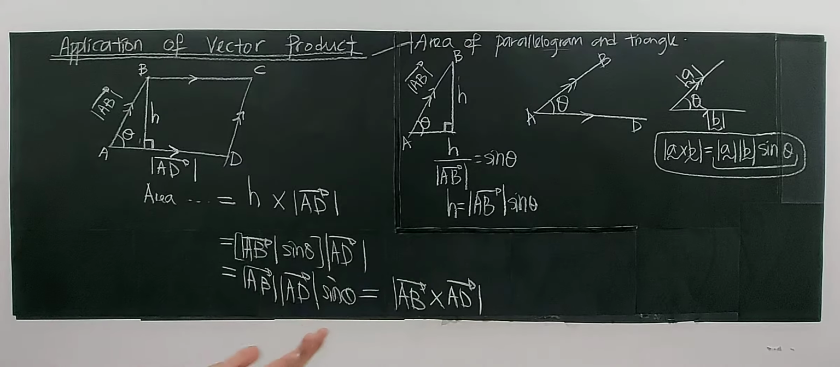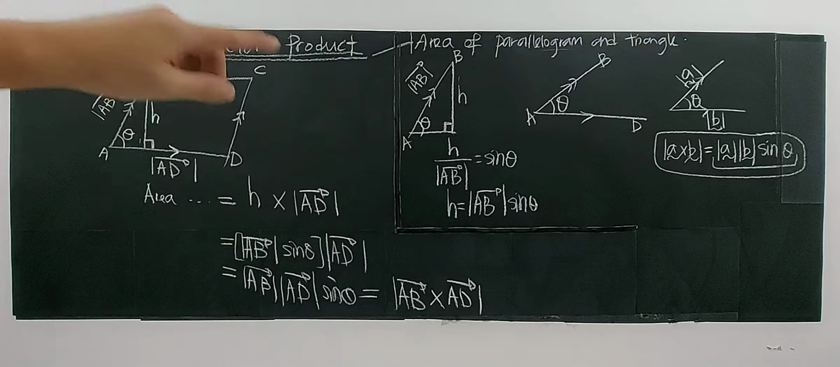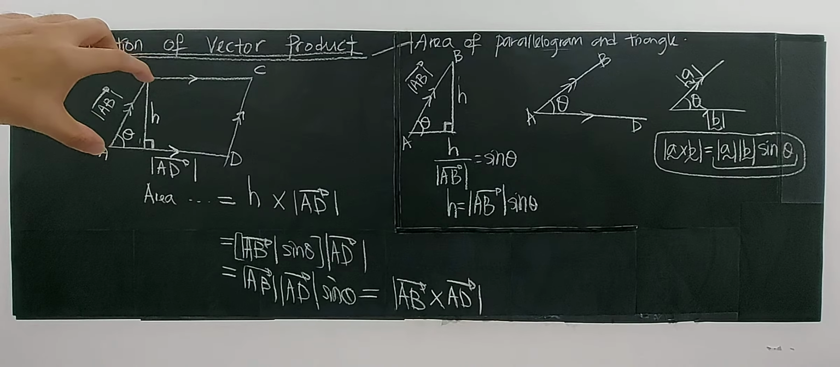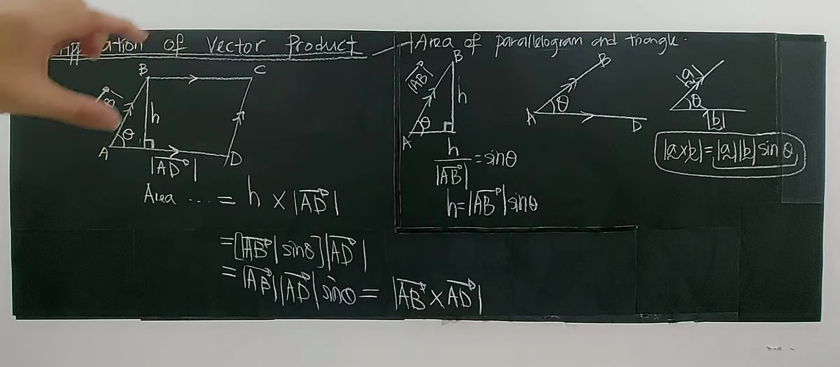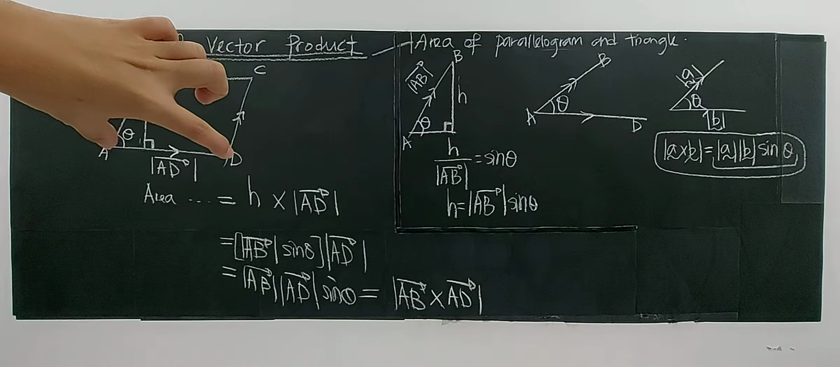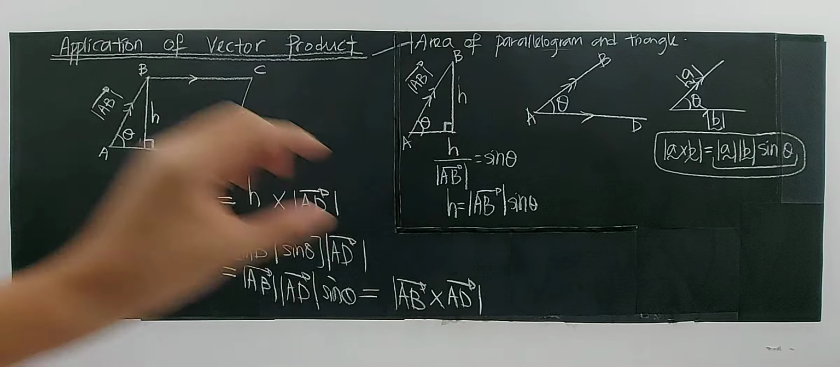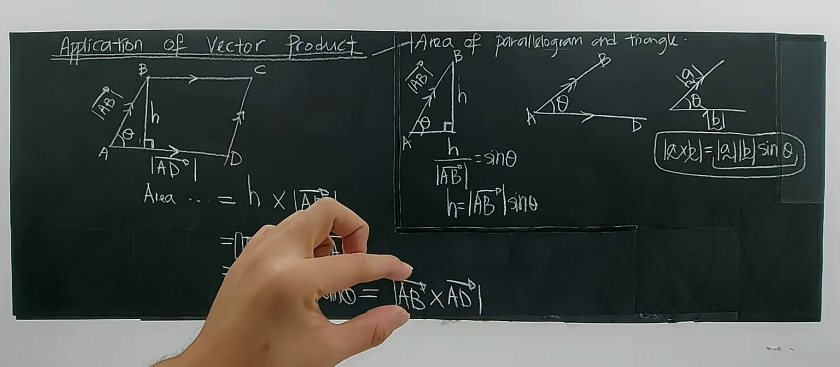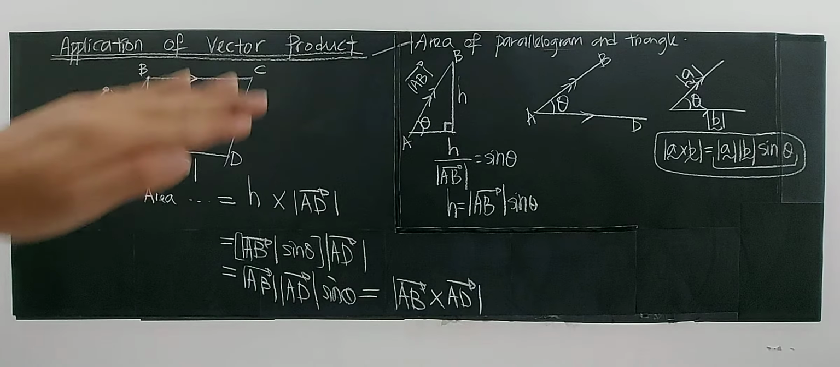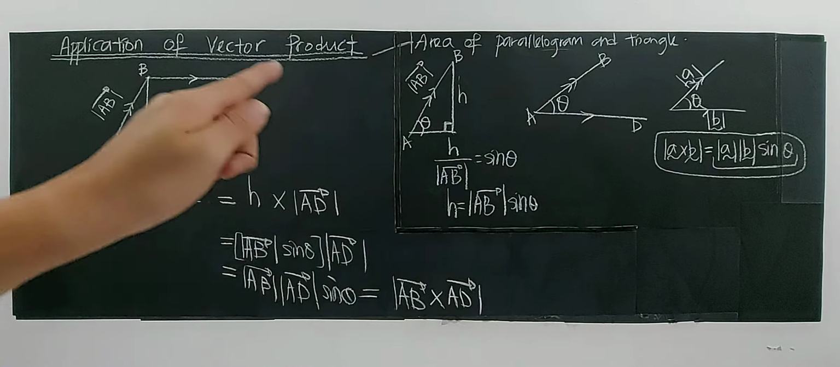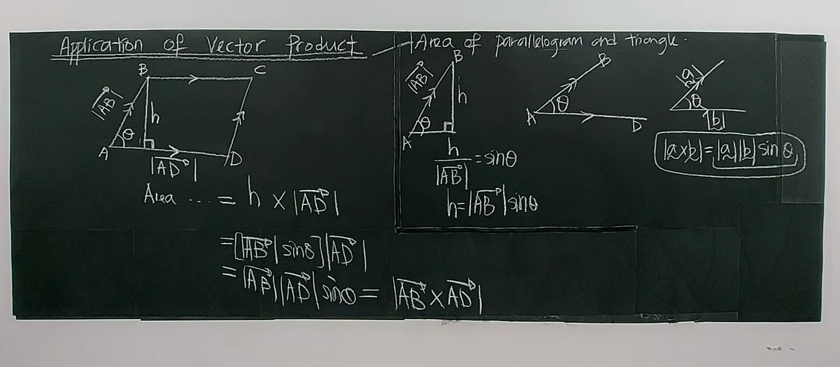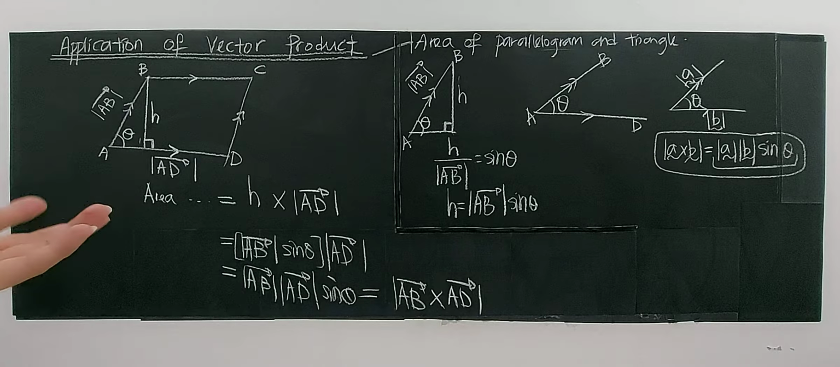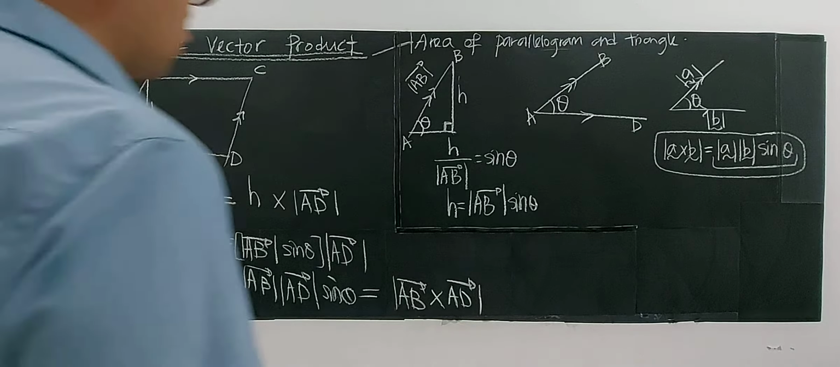Or easier to say, the formula for the area of a parallelogram is that you take two sides, for example AB, cross with AD, then you find the magnitude of the vector that you produce. That will be the area of the parallelogram. This is the application of vector product, and this knowledge also can be applied to a triangle. Now I'm going to show you how to get the formula for a triangle.